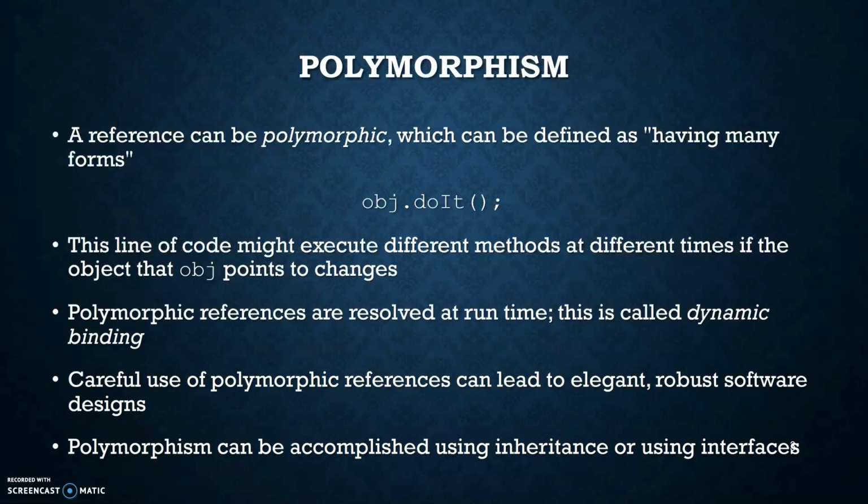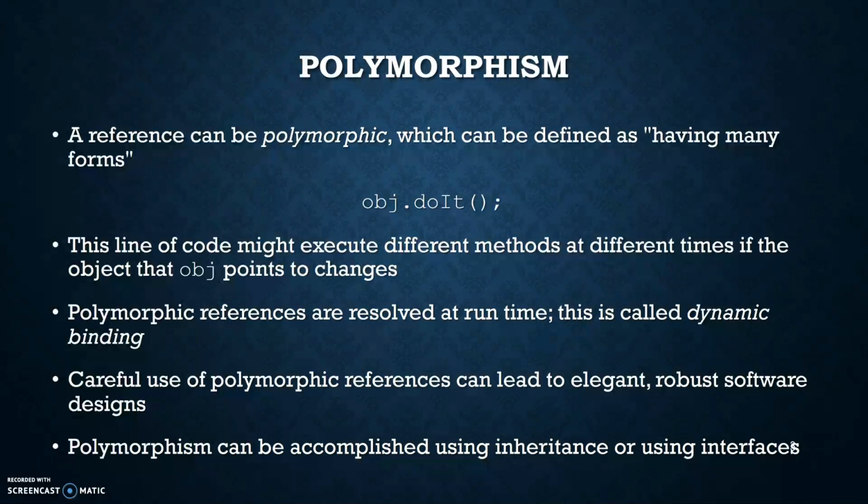Polymorphism. The term polymorphism means having many forms. A polymorphic reference is a reference variable that can refer to different types of objects at different times. The method invoked through a polymorphic reference can change from one time to the next. Take, for example, the obj.doIt method. If the reference obj is polymorphic, it can refer to different types of objects at different times. If that line of code is in a loop in a method that is called more than once, the line of code might call a different version of the doIt method each time it is invoked.